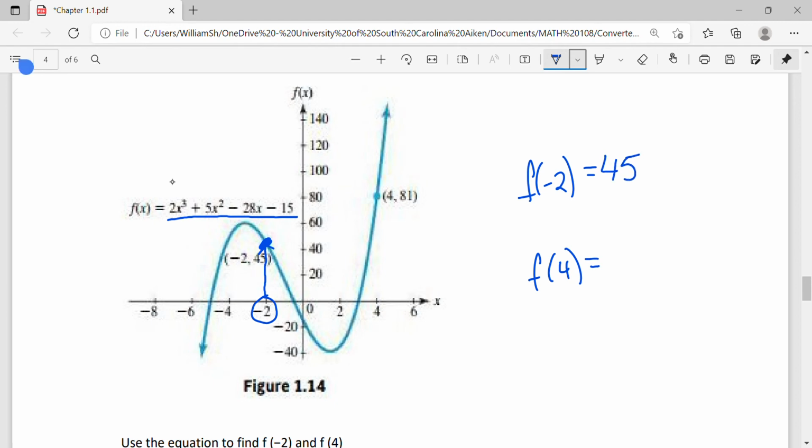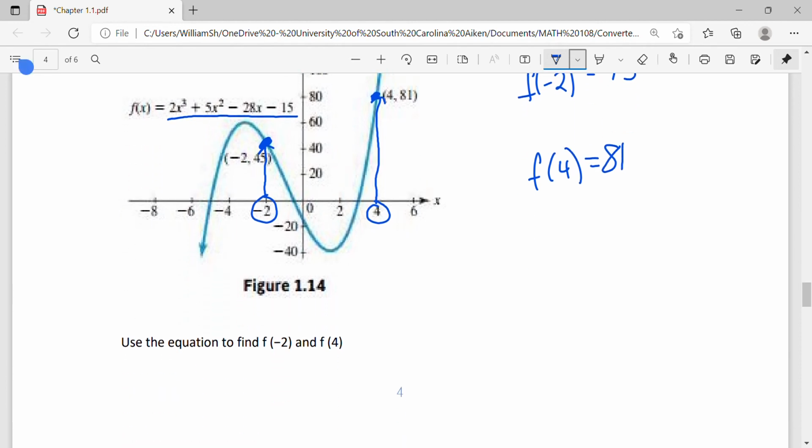I can do the same thing with 4. I can go to 4 on my x-axis. I can go up and see where the graph hits at 4. Okay, the graph hits at 81, which means my f of 4 is simply 81. Okay, now I can follow it up just like it says right here, and I can use the equation to find f of negative 2 and f of 4. And if you do that, that's perfectly fine. But if you're given a graph with the answers on it, why not choose the easy way out there? But I'll go ahead and do it for you.